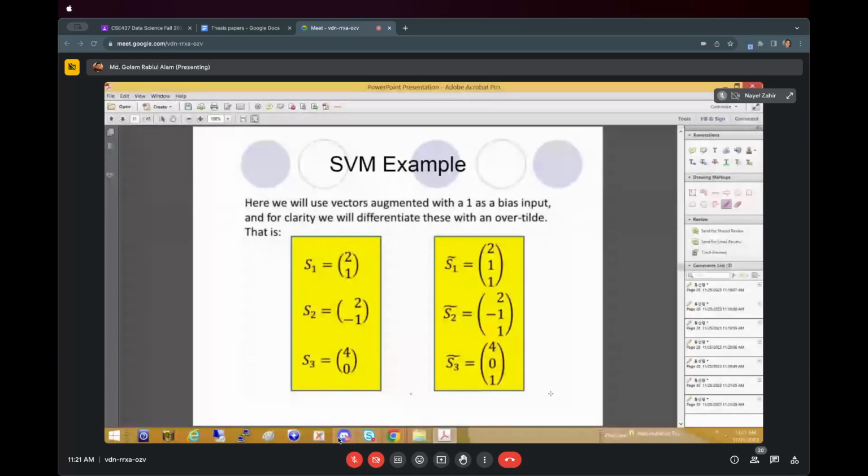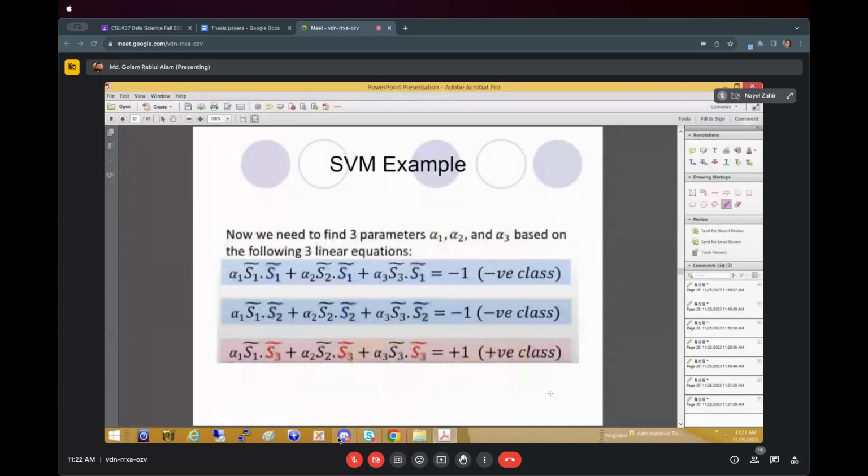The next step after augmentation is to form the Lagrangian equations. These are the Lagrangian equations. And last day I also discussed how it is similar to the Lagrangian equation that we have discussed in another lecture. So the first equation we will write for our support vector 1, the second equation for our support vector 2, and the third equation for our support vector 3.